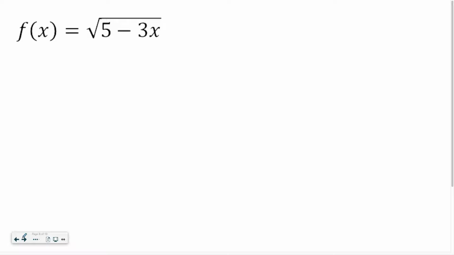Our outside function is the radical. Inside the radical is 5 minus 3x. Now, do we know how to take the derivative of a radical? We know how to take the derivative of something to the 1/2 power. So I would encourage you to write this as 5 minus 3x to the 1/2. 5 minus 3x is inside of our radical, which is considered to be our outside function.